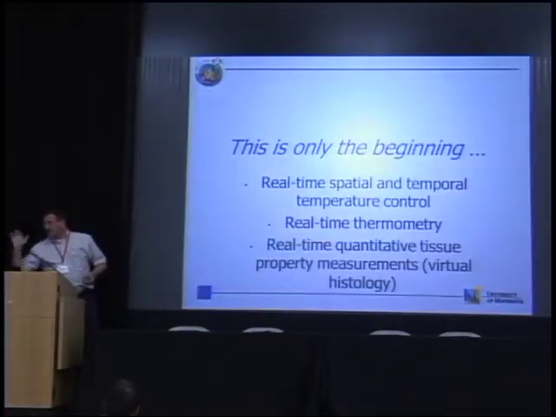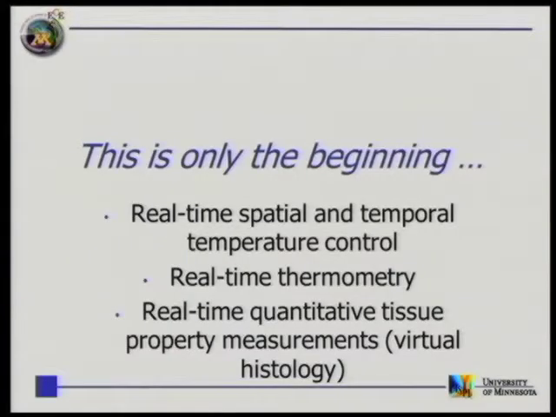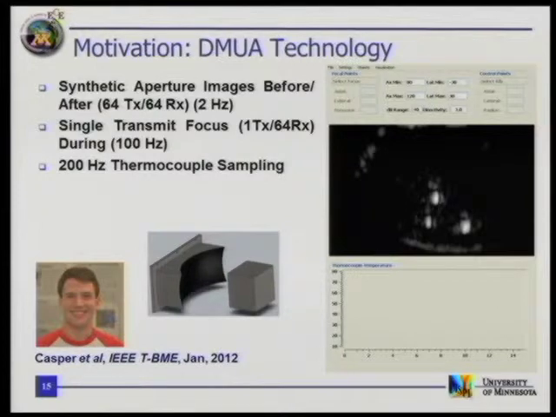So it brings me to the next slide, which says, this is only the beginning. We really are just starting. We've been doing this for a number of years, but finally now that I have all these displacements, I think we're ready to do some meaningful work in terms of temperature imaging. So for that, I'd like to show you today some of our real-time control of temperature, both spatial and temporal, and then also the quantitative tissue property measurements and real-time thermometry that we're now proposing to the NIH, I hope, soon.